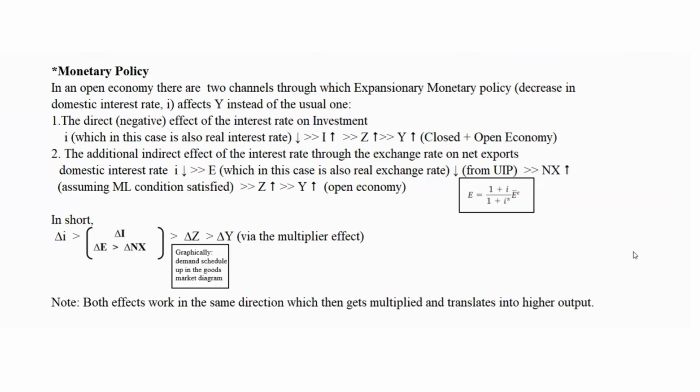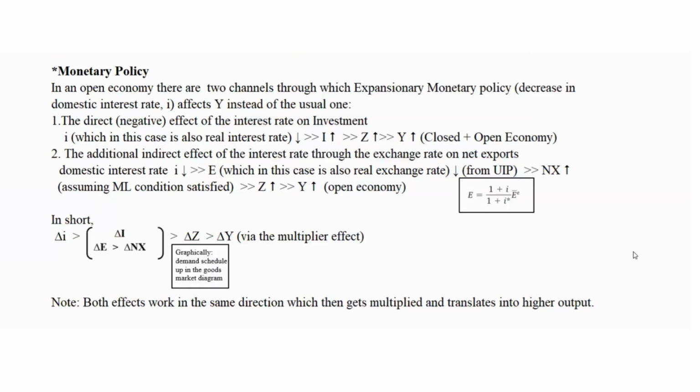So when we were talking about a closed economy, we already know the way expansionary monetary policy affects Y is through the direct negative effect of interest rate on investment, where the interest rate decreases. Here we know I represents both the real and nominal interest rate, because in our Mundell-Fleming model in the text, we're making some assumptions where we assume the domestic and foreign price level are constant and equal to one, which implies the domestic expected inflation is zero, and foreign inflation is also zero.